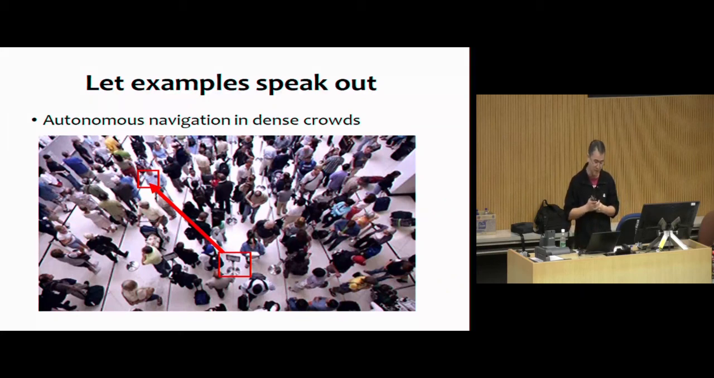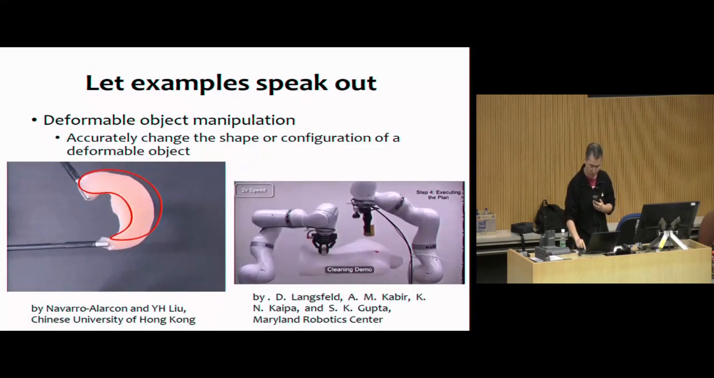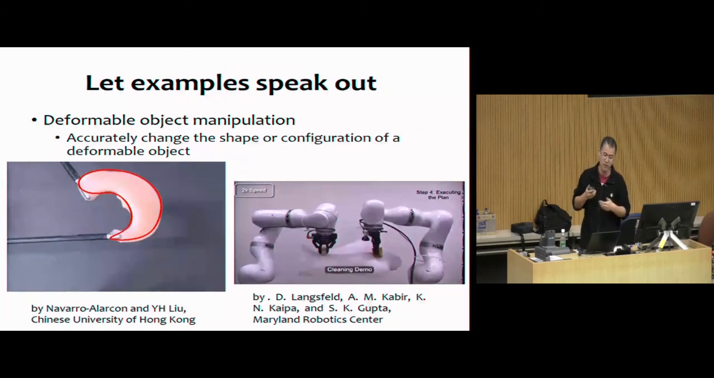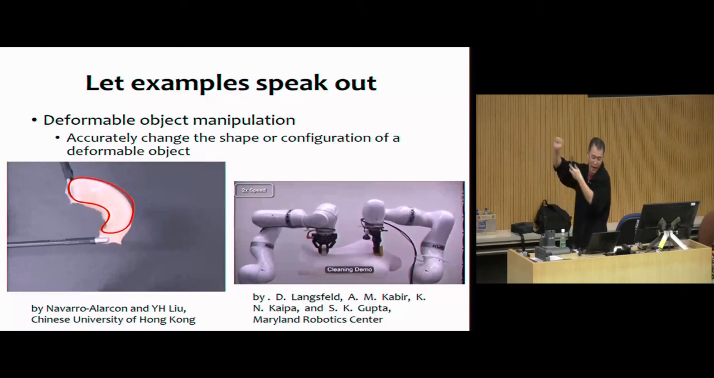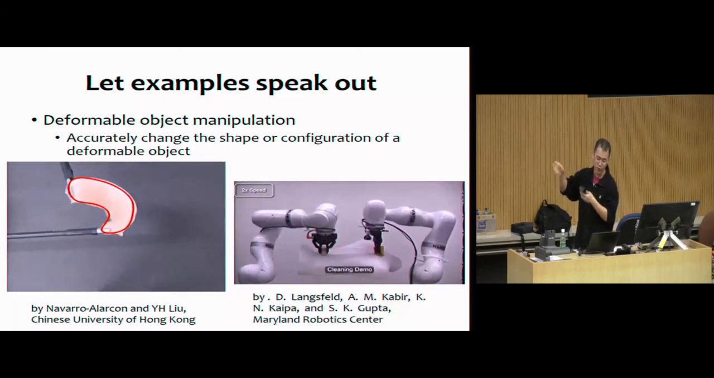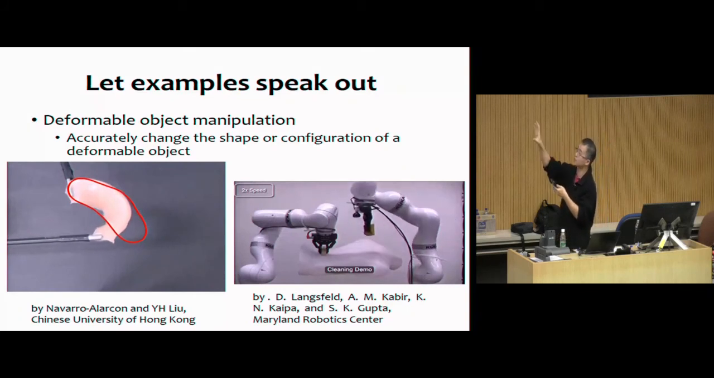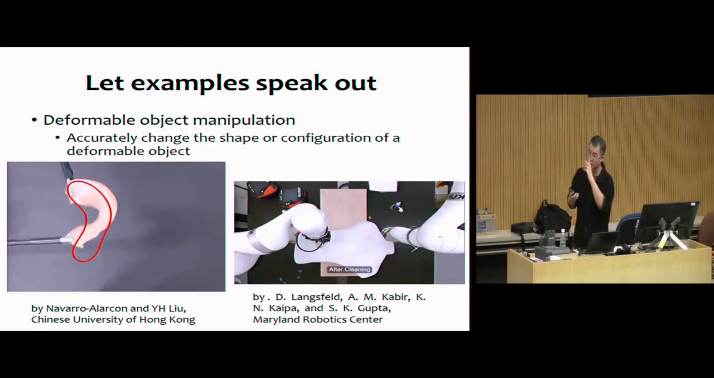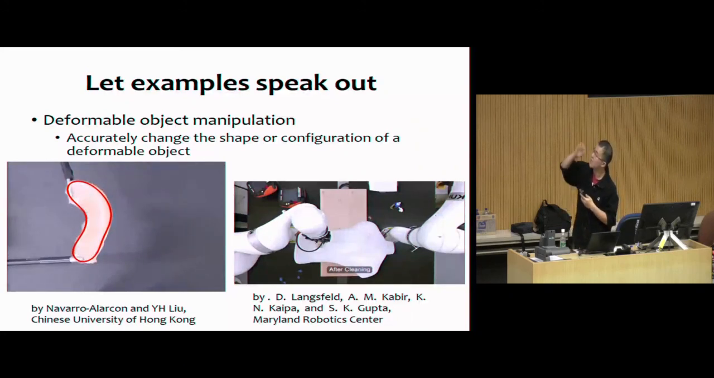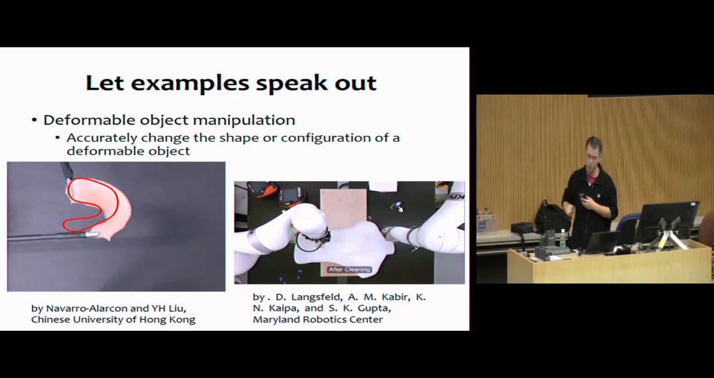Okay, and the second example is deformable object manipulation. Okay, basically, I have some object which is soft, okay? But I need to accurately change the shape or configuration of this object so that it can reach some desired configuration which is given to you, okay? So there are many applications in reality. So these are two examples. I will spend much time on the first one, and then I will briefly discuss the second one. Okay, so these are my examples. Okay, so let's go to the first example.